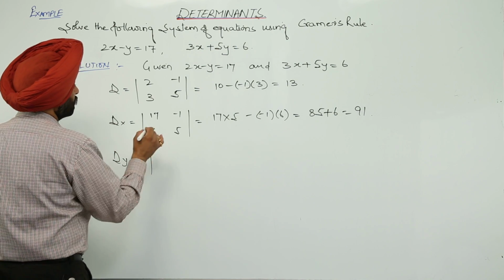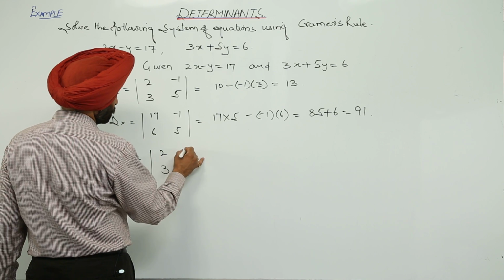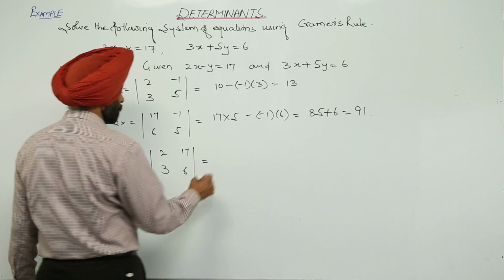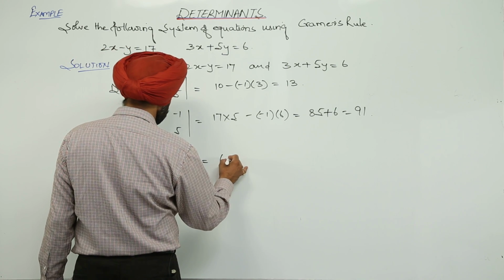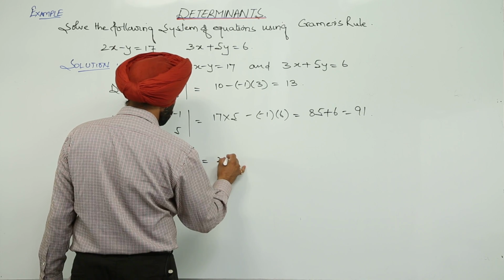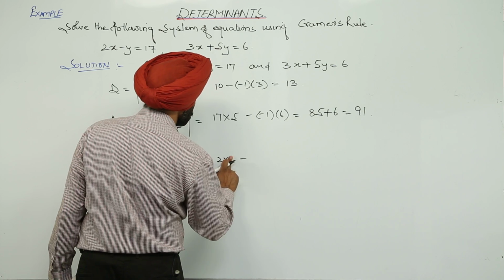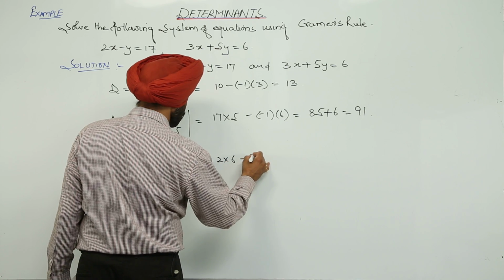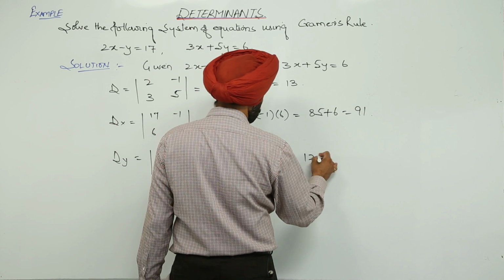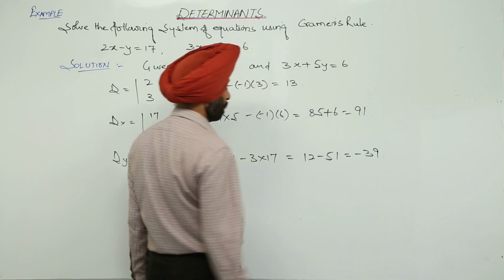Dy is now the first column as it is, 2 and 3, and now writing the second column with the constant terms. Now this becomes 2 times 6, negative of 3 times 17, which is equal to negative of 39.